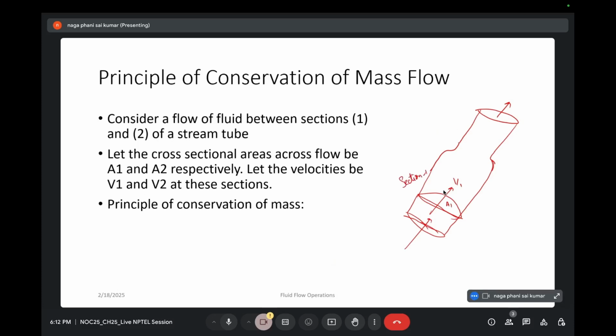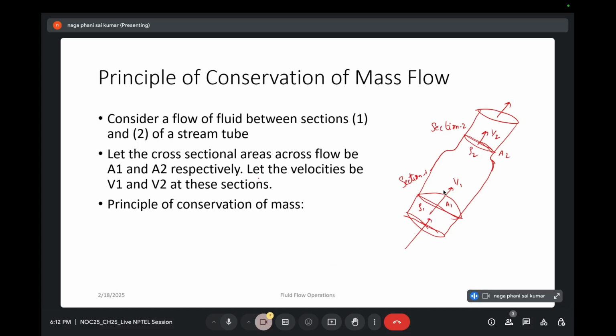Then we have section 2, basically another cross section. So area is changing, so velocity will also be changing. Let's say this is V2 and area is A2. Let's also consider density as ρ1 and ρ2. If it is some kind of compressible fluid, because of the change in pressure it might be compressing, and density might be changing. So the density is ρ1 in section 1 and ρ2 in section 2.